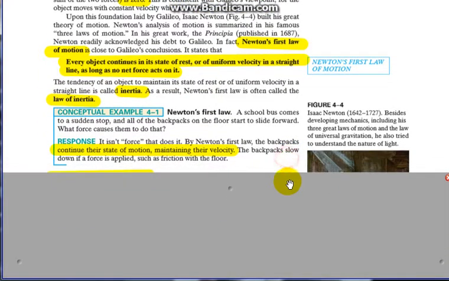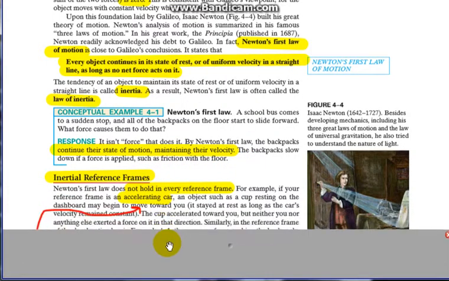All right, an example here: our school bus comes to a sudden stop and all the backpacks on the floor slide forward. It would look weird if it was a windowless bus and you're just riding along and all of a sudden everything goes flying forward. It could seem to be a fictitious force, but of course that bus is accelerating, or in layman's terms decelerating. Those objects in motion, the backpacks, want to stay in motion, so they're continually moving forward, but the bus is in fact stopping. So by Newton's first law, the backpacks continue their state of motion, maintaining their velocity. The backpacks slow down if a force is applied, such as friction of the floor.